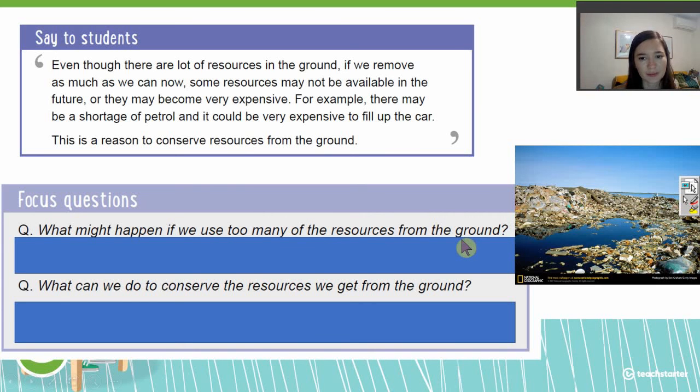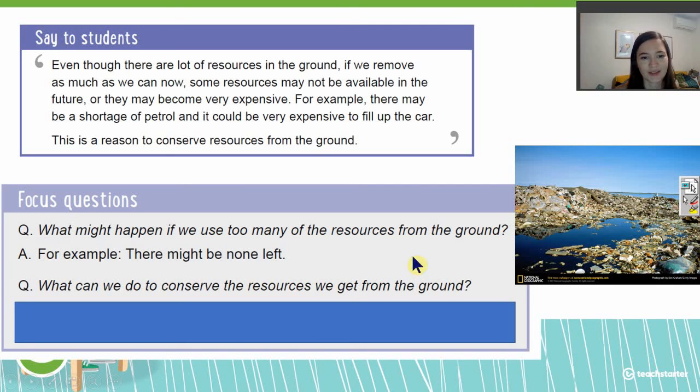So what might happen if we use too many of the resources from the ground? What's going to happen? What would happen? What do you think? I just gave a couple of reasons. Okay, so there might be none left.